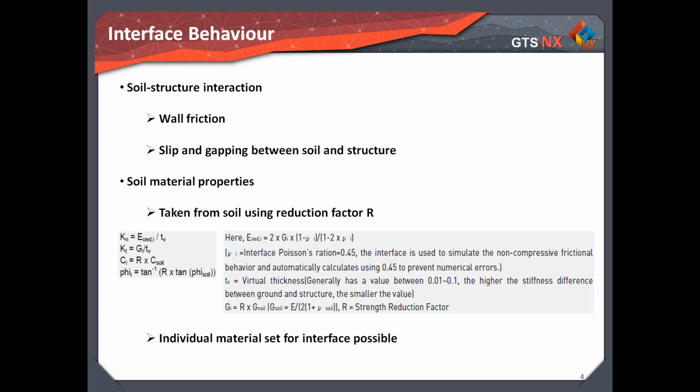Using the stiffness of the adjacent element and nonlinear parameters, the virtual thickness and strength reduction factor are applied. Interface material stiffness and parameters are applied differently according to the relative stiffness difference between neighboring ground and structural members. The wizard can be used to simplify this process.